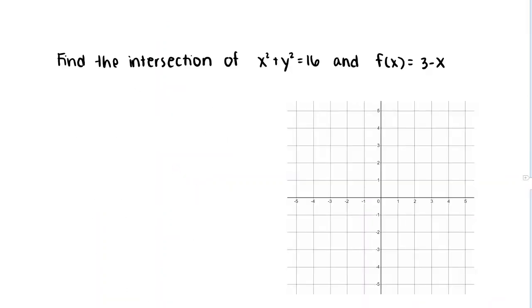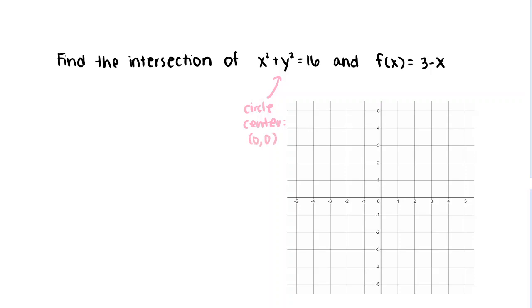Okay, let's do one more problem, kind of in a similar vein. So let's find the intersection points of x squared plus y squared is equal to 16, and f of x is equal to 3 minus x. So x squared plus y squared is equal to 16. Right? This is, again, a circle with center, well, take a moment and think about what's the center, what's the radius for this circle. So the center is the point (0, 0).